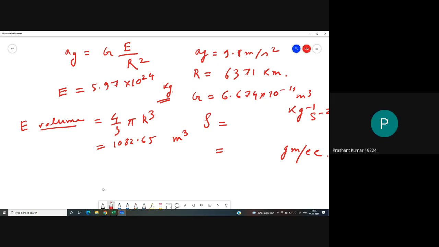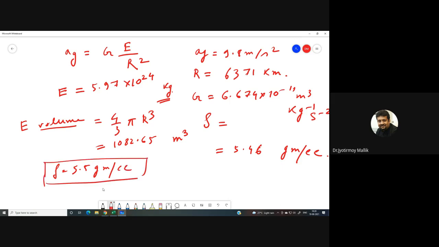Sir, it's 5.46 into 10 to the power 3 kg per meter cube. So in gram per cc? Sir, it would be 5.46 gram per centimeter cube. 5.46 gram per cc. Okay. So let's just round it off, 5.5 gram per cc. Okay. You agree with me?